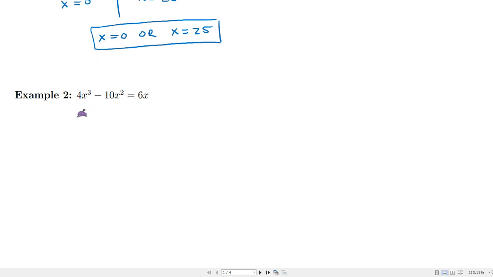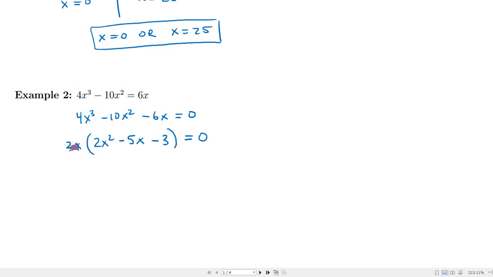For our next one, let's try to do the same exact thing. So we have 4x cubed minus 10x squared. Let's bring this 6x over. And you know what? Let's factor out as much as we can out of each of these. So it's a cubic, but we have a common factor of the coefficients of 2. And it looks like we could also factor out an x. So what would we be left with here? We'd be left with a 2 and then x squared. Here we'd be left with minus 5 and an x, and then we'd be left with minus 3.